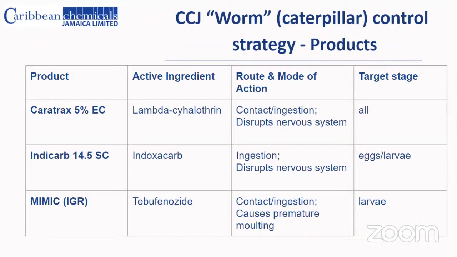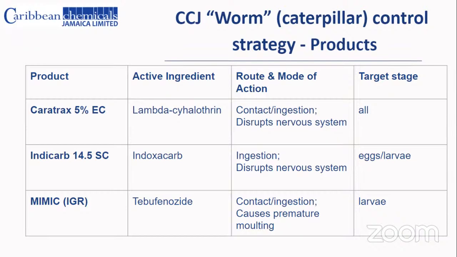And this is effective at all stages. So it can kill adults if it comes in direct contact with them, the larval stage if they crawl through it, or when they munch on the material. So you can see how wide reaching this particular chemistry is.